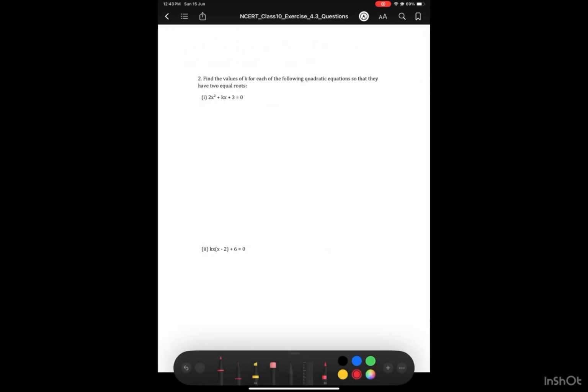Question number 2. Find the value of k in the given quadratic equation if the roots are equal. Now what are given to us are two equal roots. Two equal roots will simply mean that d is equal to 0. As the roots are equal, therefore we are given over here that d is equal to 0. Since d is equal to 0, that will mean b square minus 4ac is equal to 0.